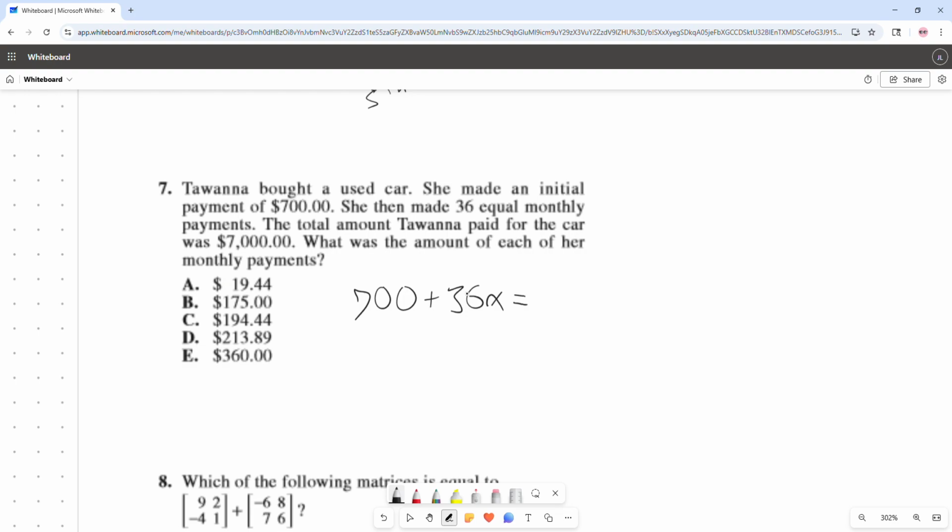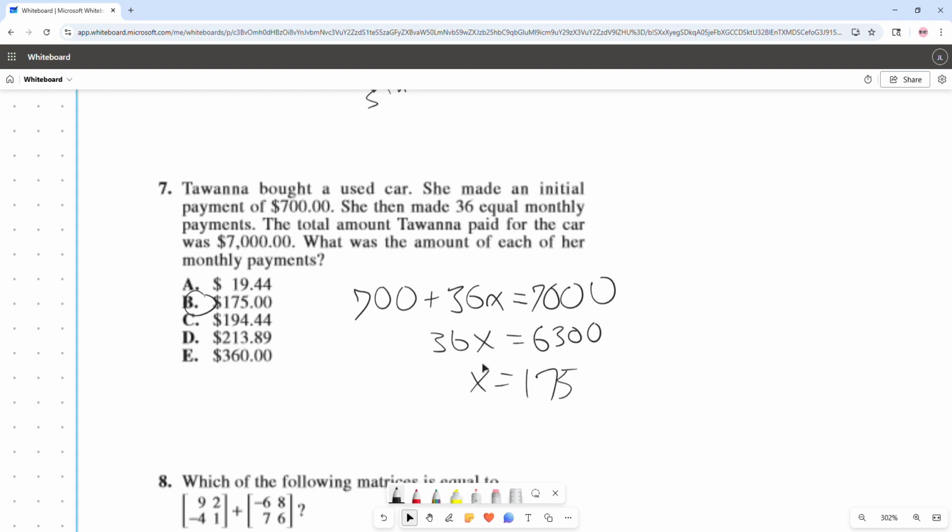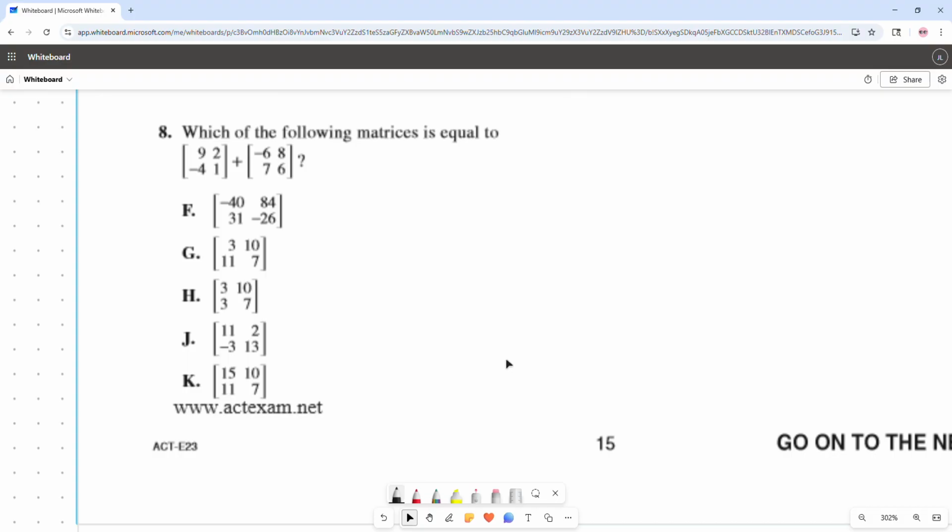And this ended up costing her $7,000. So to solve for X, we do 7,000 minus 700, which is 6,300, and then divided by 36, which is 175. That would be your answer. This is a very simple solving questions problem.